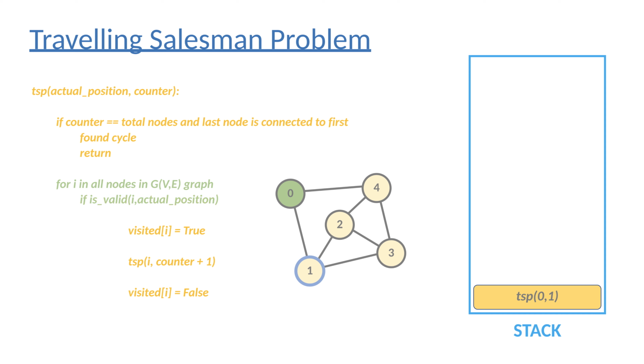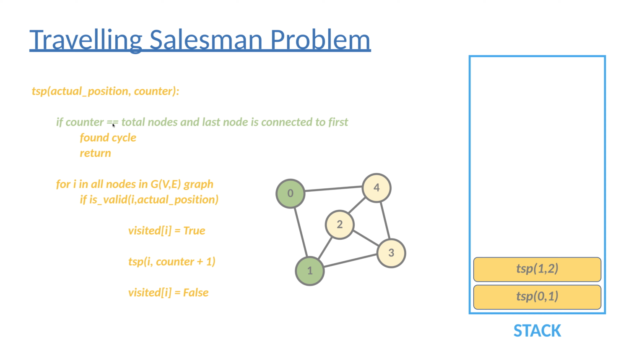So what do we have to do? We have to set it to be visited, as you can see, and we have to call the traveling salesman problem function recursively with I, where I is equal to 1, and counter plus 1. This is why another stack frame is going to be inserted onto the stack memory with values 1 and 2. So we start again, the actual position is equal to 1, the counter is equal to 2.